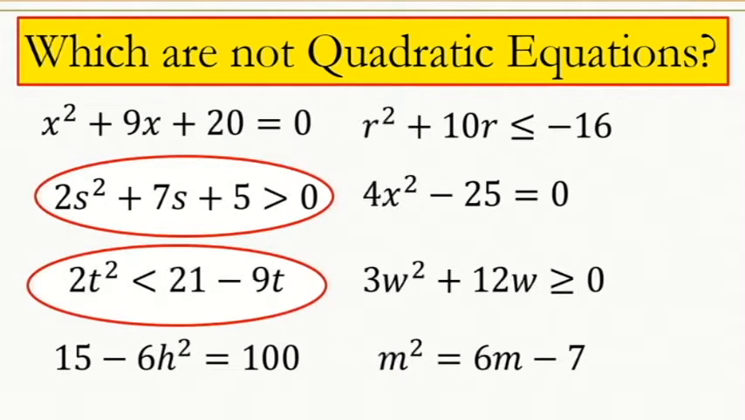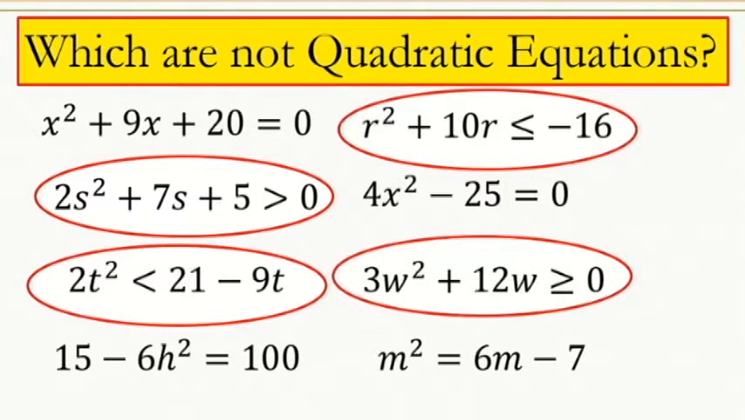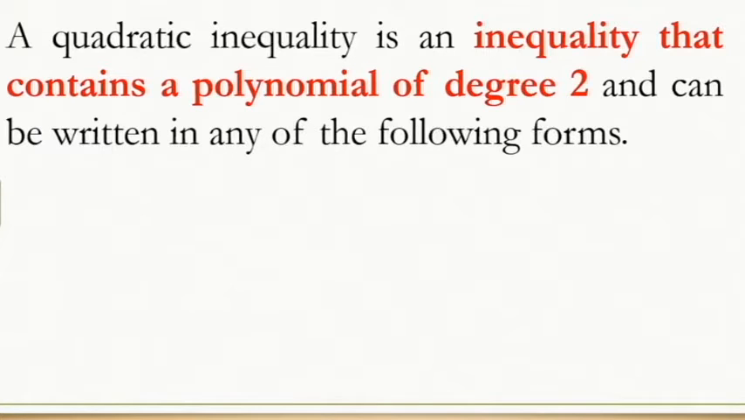Okay. Another, this one, and this one. So itong mga highlighted na to, these are all examples of quadratic inequalities. So ito na ang tinatawag nating quadratic inequalities. Ano nga ba ang quadratic inequalities? So a quadratic inequality is an inequality that contains a polynomial of degree 2. When we say degree 2, the highest degree must be 2. The highest exponent must be 2. So tatandaan natin. And it can be written in any of the following forms.